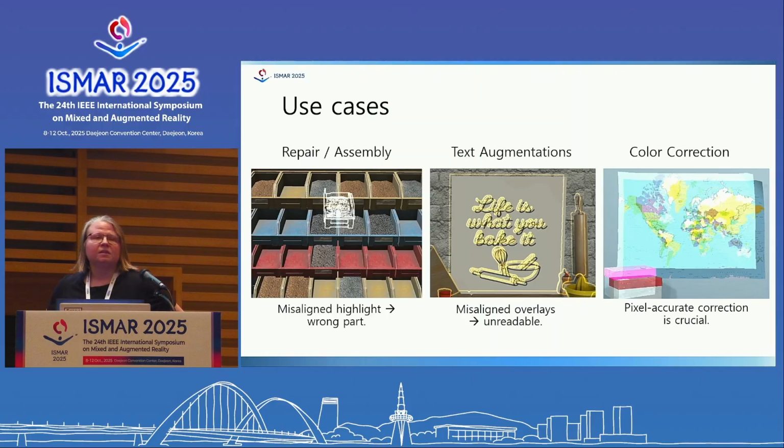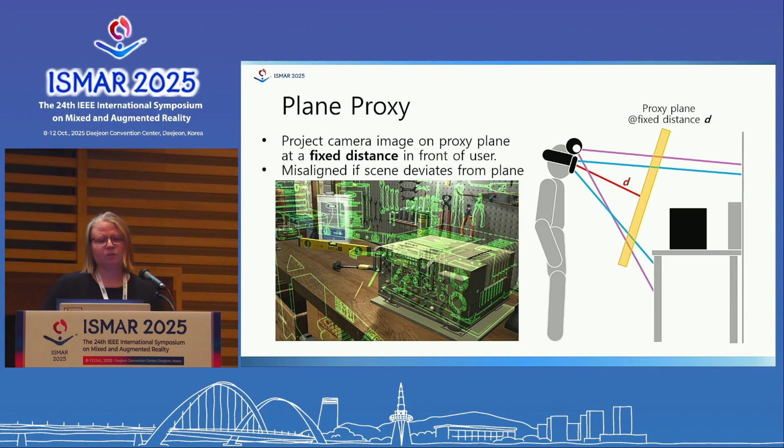So we implemented 3 techniques on the HoloLens 2 and made a user study with them, but first the 3 techniques. So the first one is the plane proxy. This is a technique that is commonly used in AR applications. So with this technique, you take a plane and put it at a fixed distance in front of the user. And then you project the camera image, or in our case, the virtual cues that are derived from the camera image, onto this plane using projective texture mapping. And you render the plane from the point of view of the left and the right eye.